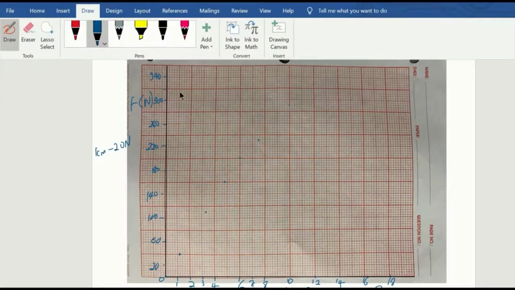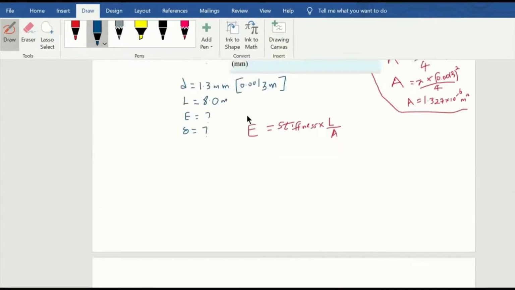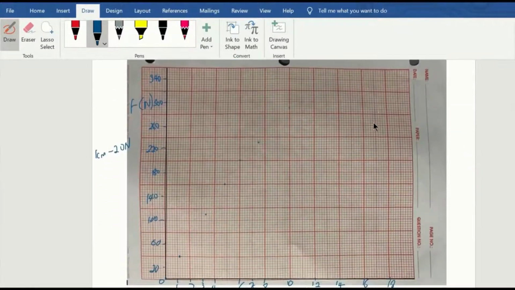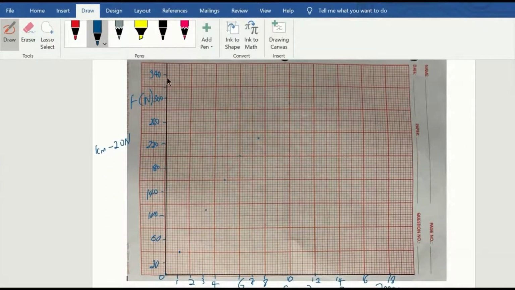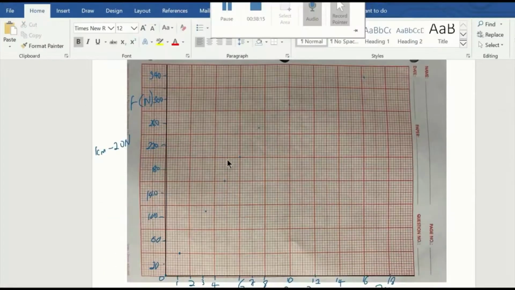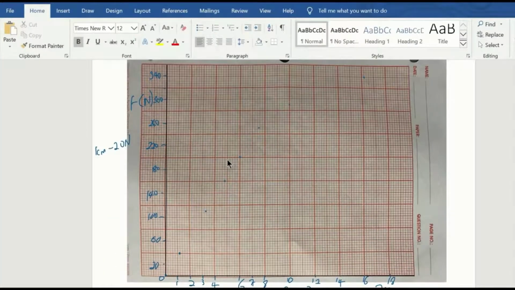So the next one is 340 as a load. The load is 340, as you can see on the graph. When it's 340, it is 16.2. This is 16 right here. This is 340, 16.2 right here. All right, so I have plotted this table of values on my graph. Okay, so we finished plotting the graph.